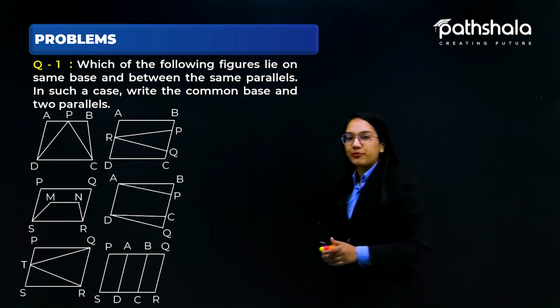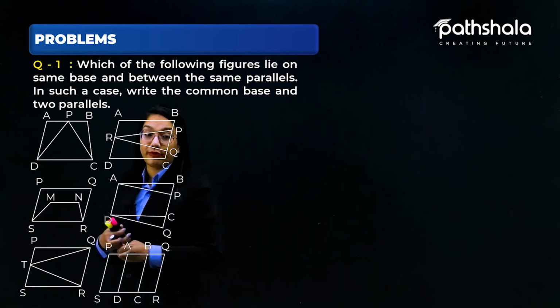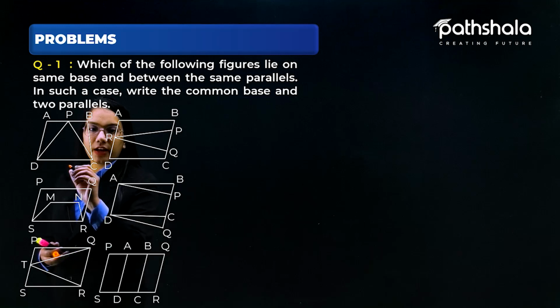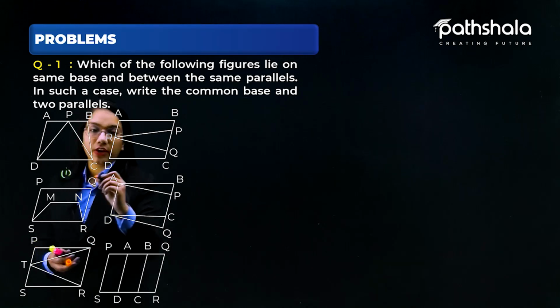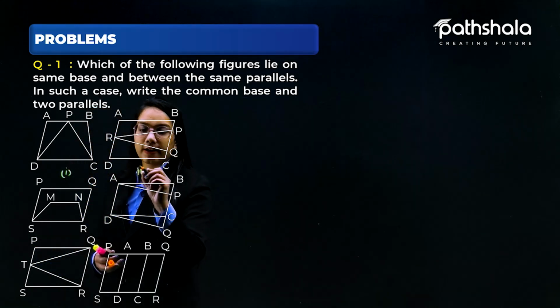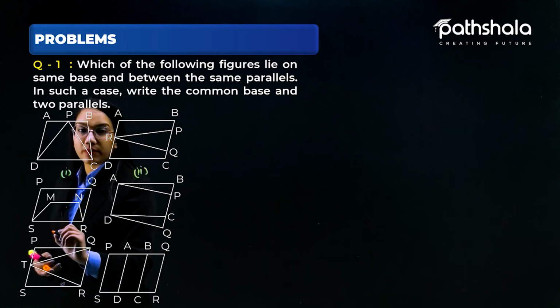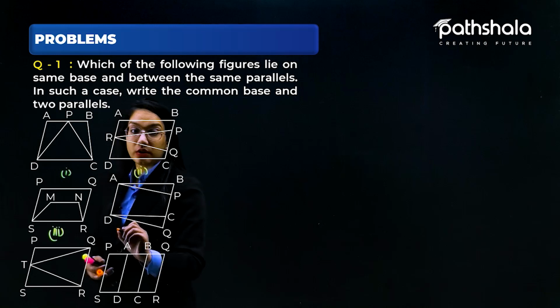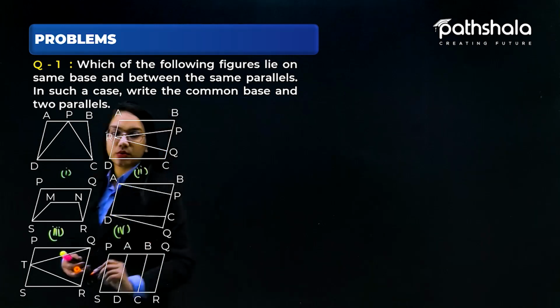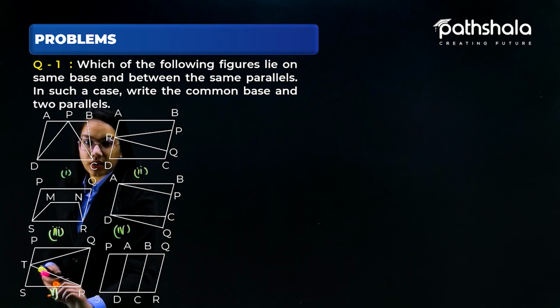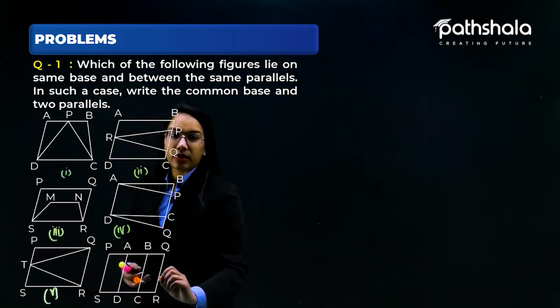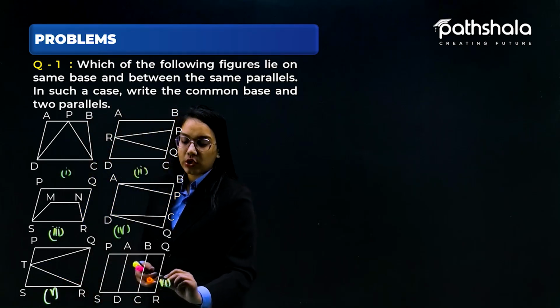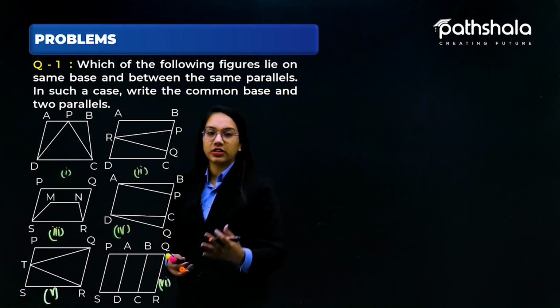Let us suppose I'm giving them names as 1, 2, 3 and 4. This is our first figure, this is our second one, this one is third, this one is fourth, this one is fifth, and this one I'm taking as sixth. So let's talk about all these figures one by one.